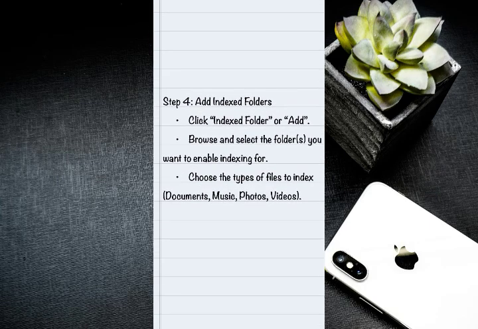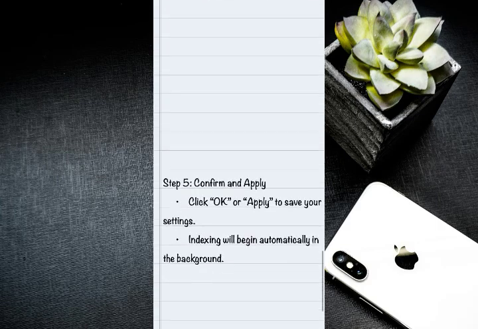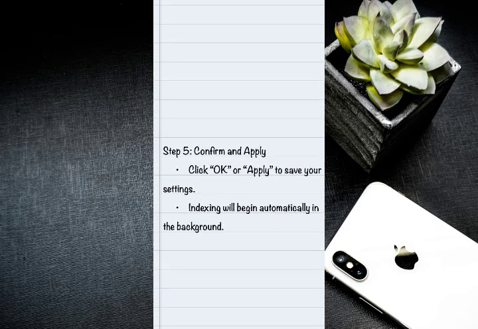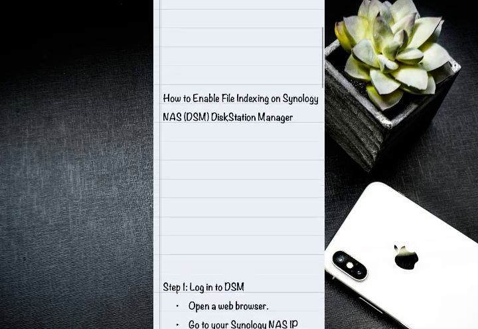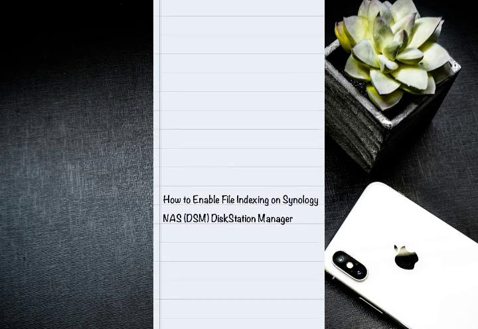Then choose the type of files to index, which is document, music, photos, or video. Then after that, you have to confirm and apply. So click on OK or Apply to save your settings. So indexing will begin automatically in the background, and that's how you can simply enable file indexing on Synology NAS.